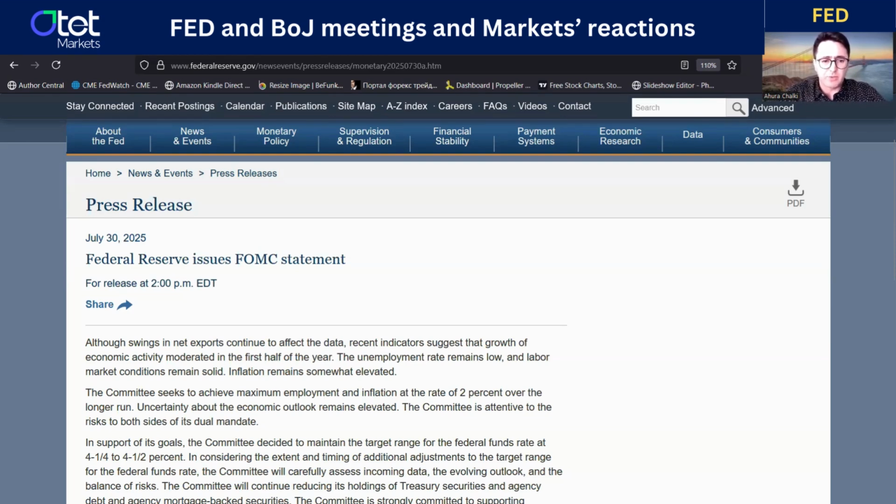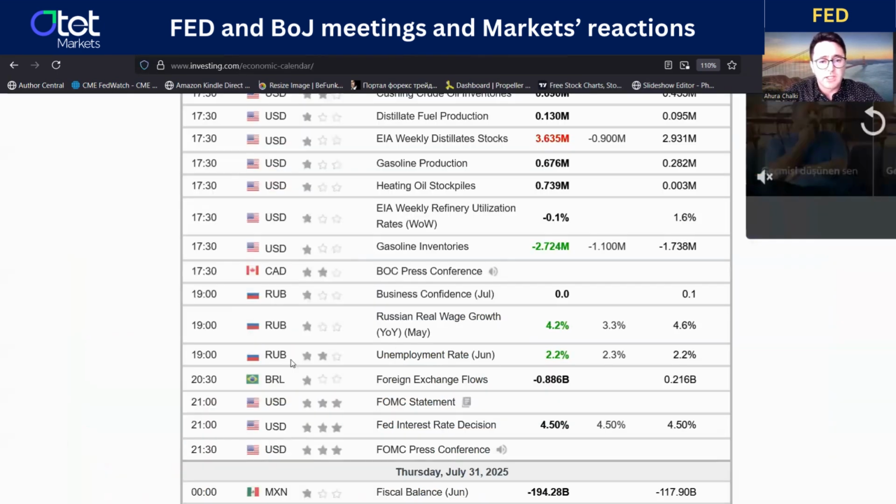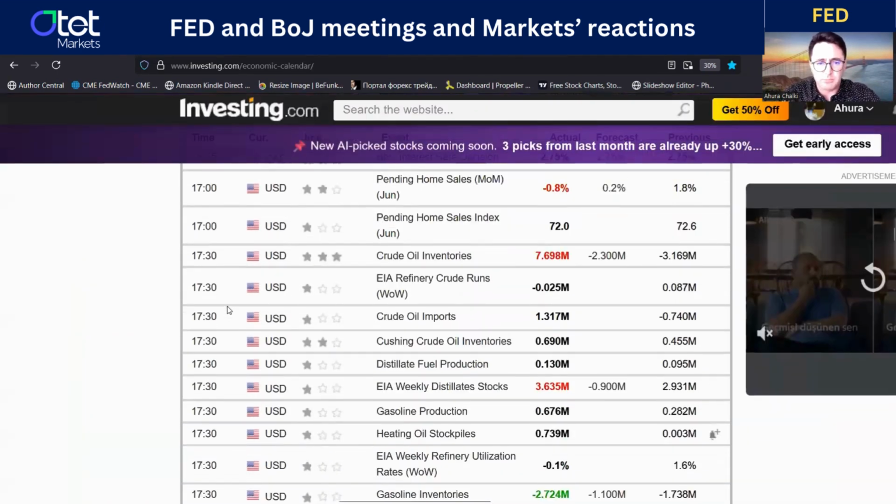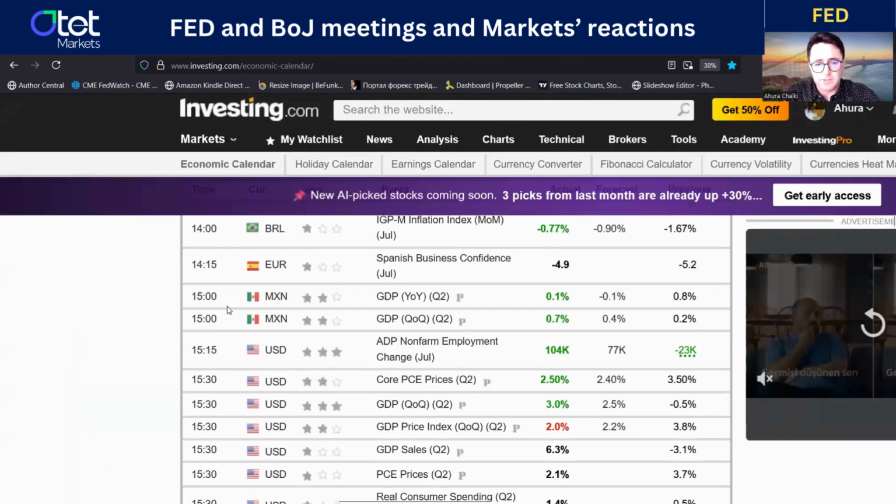From the talks, from the press conference and the statement, and then from the answers that Mr. Powell gave to the questions, we could understand that the GDP growth slowed in the first half of the year. Yesterday, we had a GDP number. We could see that GDP increased by about 3% in the second quarter.